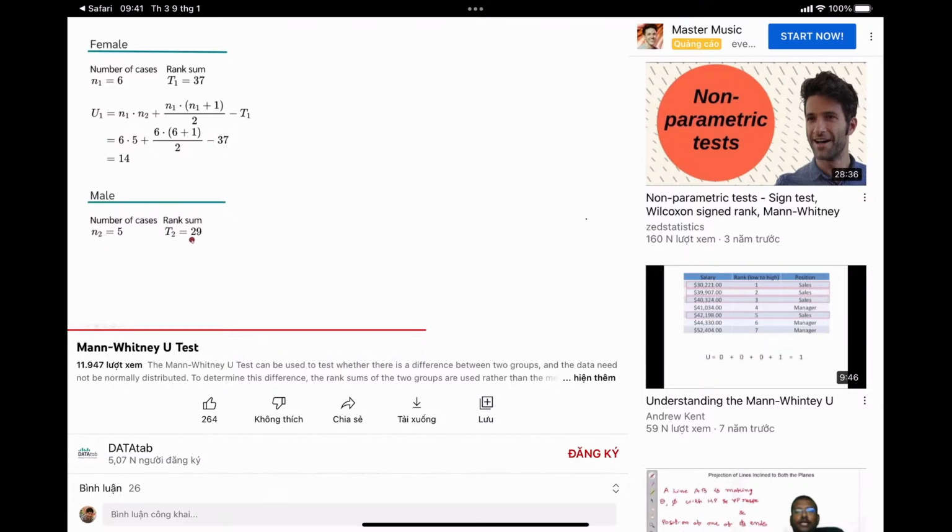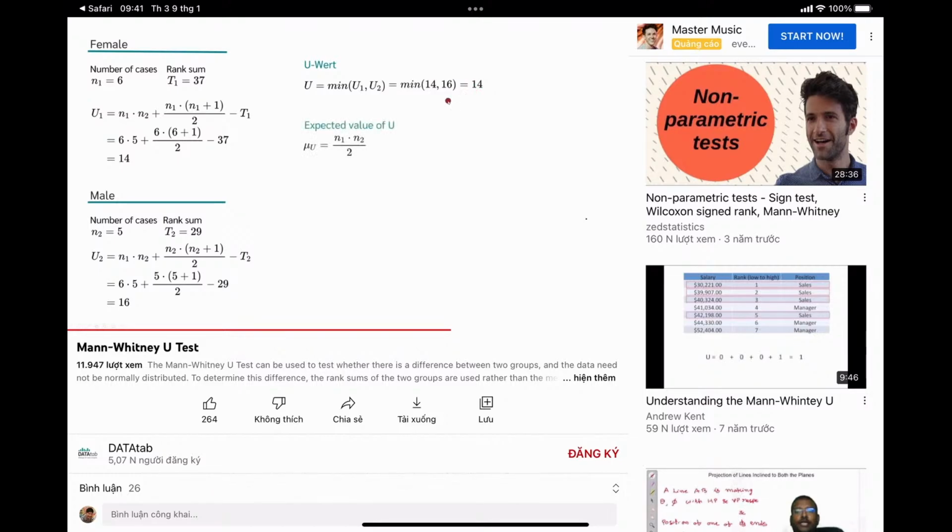Here we can calculate U2 with the same formula. The only difference is that we have N2 instead of N1, and of course we also have T2. In our case, the result is 16. So now we have calculated U1 and U2. The U for the Mann-Whitney U-test is now given by the smaller value of the two. So in our case, we choose between 14 and 16, which is of course 14.